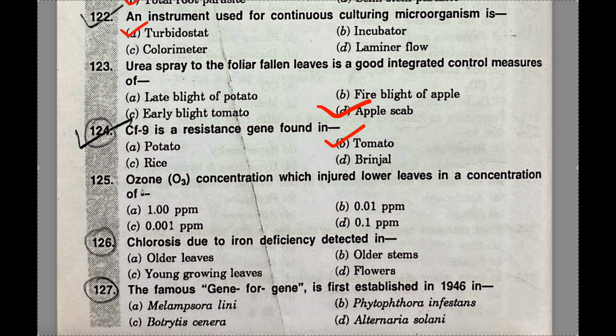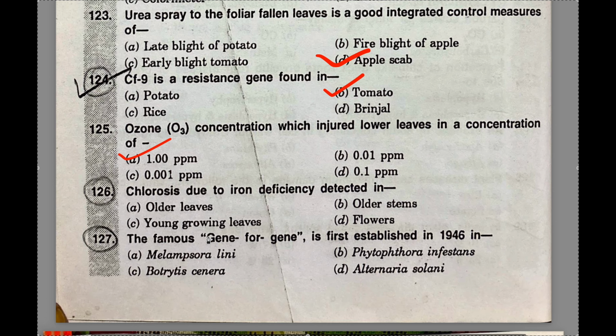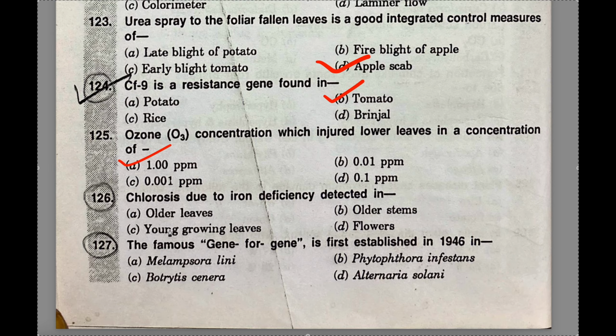125. Ozone O3 concentration which injured lower leaves in a concentration of 1 ppm, 0.01 ppm, 0.001 ppm or 0.1 ppm. It's 1 ppm. Option A. It seems the last question for today, which is 126. Chlorosis due to iron deficiency detected in older leaves, older stems, young growing leaves or flowers. Option C, young growing leaves.